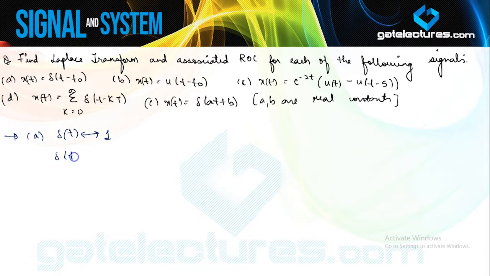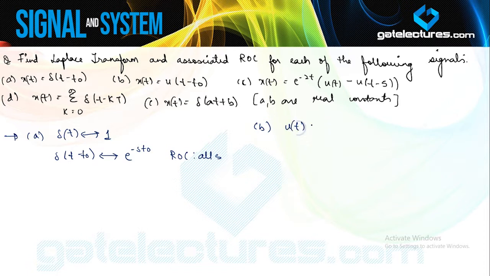So what happens when we are shifting in time? When you are shifting in time, you are getting multiplication with this shifted amount, e to the power minus s t naught, into 1, which is going to be the same. And ROC is going to be all values of s, all s. Right? Now look at the next one.